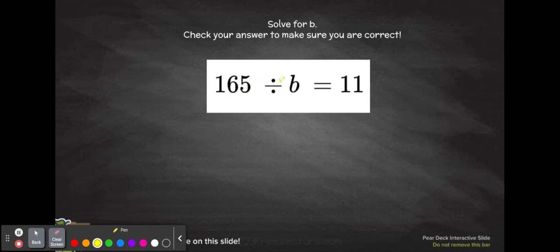Whenever you're dividing by a variable, 165 divided by b equals 11 is the same thing as saying 165 divided by 11 equals b. You can actually switch in division, just switch the answer with the second number, the variable in this case, whatever comes second here. Okay, so then all of a sudden it looks like this. 165 divided by 11 equals b. And from there you can just plug it into your calculator and you would get 15 equals b.